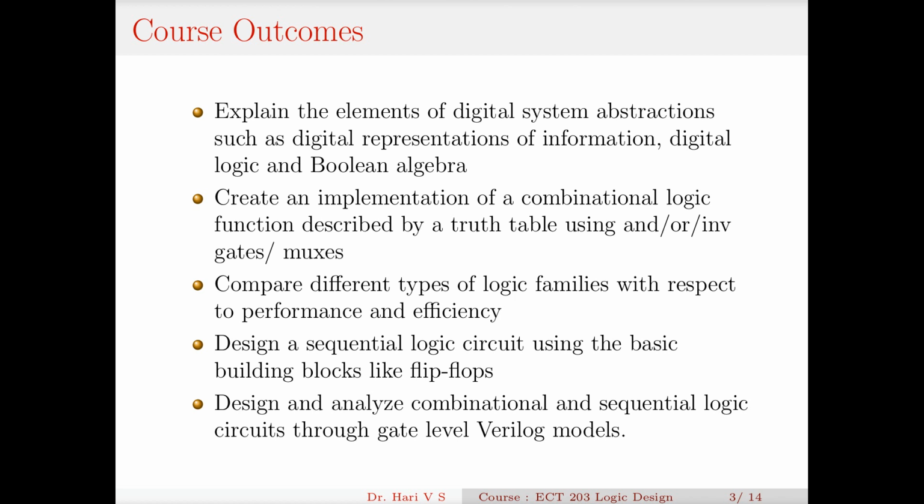Then you will design and analyze combinational and sequential logic circuits using a gate-level Verilog model. This Verilog part is very important. You have to understand Verilog very thoroughly, because you get a lot of opportunities in Verilog.